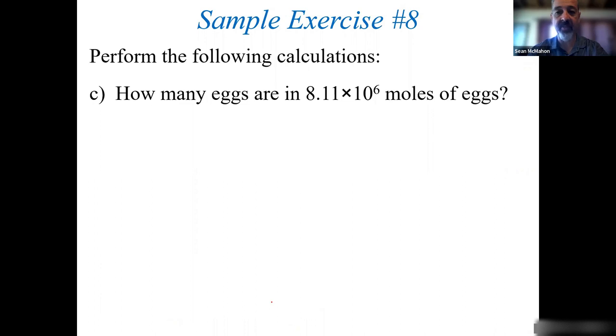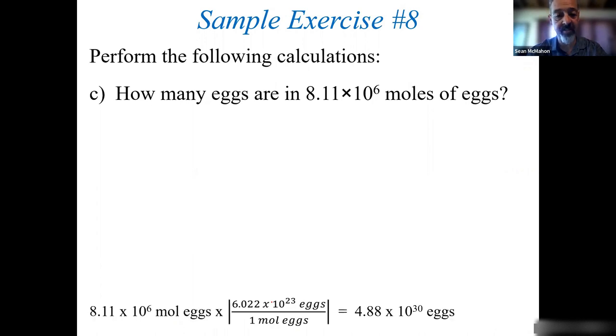And just to be funny, how many eggs are in 8.11 times 10 to the 6 moles of eggs? So in 1 mole of eggs, just like anything, there's 6.022 times 10 to the 23rd eggs. Remember, the unit that I want to cancel goes in the bottom of the conversion factor. I'm left with the number of eggs. I have 3 sig figs because I started with 3 sig figs for my final answer.